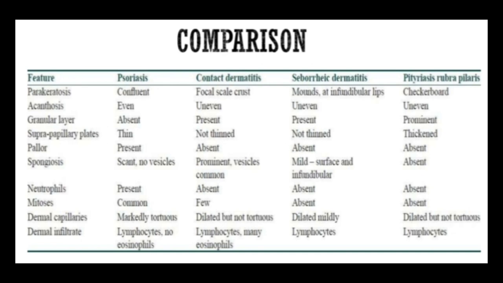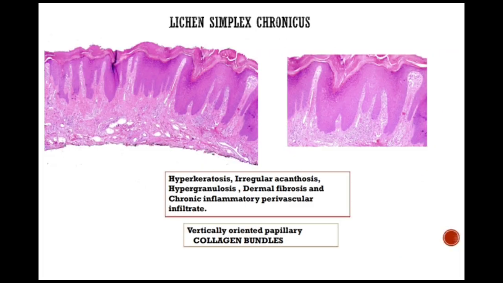Next entity is lichen simplex chronicus. Lichen simplex chronicus histological findings include hyperkeratosis, irregular acanthosis, hypergranulosis, dermal fibrosis, and a chronic inflammatory perivascular infiltrate, which can be seen in the histological image. The characteristic finding here is vertically oriented papillary collagen bundles in the upper dermis. This finding can also be seen in prurigo nodularis as well as lichen simplex chronicus.